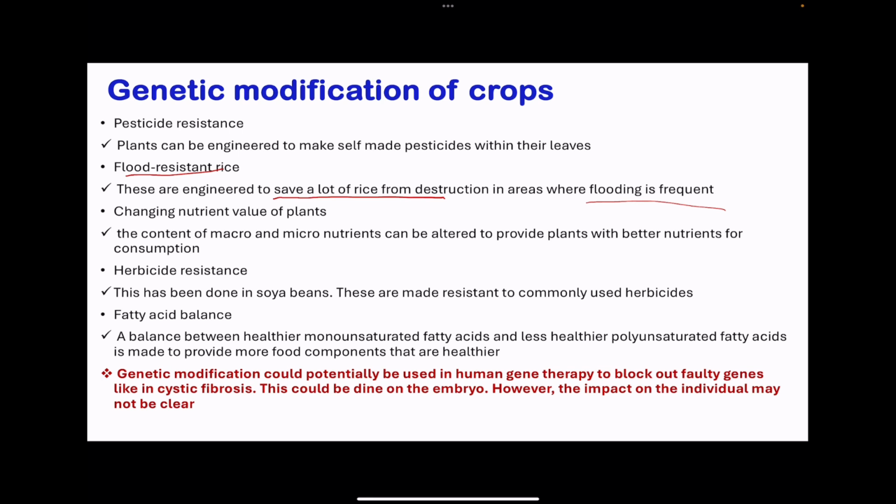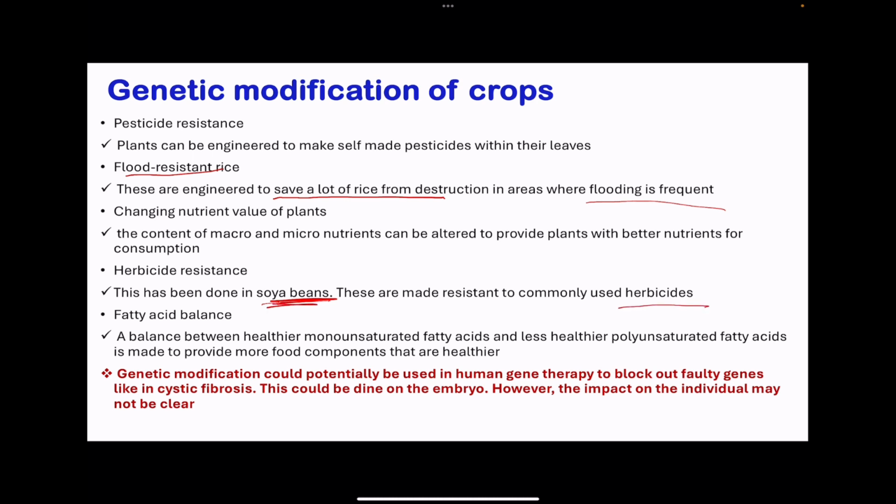Genetic modification can enable us to change the nutrient value of plants. Here the content of the macro as well as the micronutrients can be altered to provide nutrients that are suitable for consumption. We can also produce herbicide-resistant plants. This is usually done in soybeans to produce plants that are resistant to commonly used herbicides, so that basically when the herbicides are sprayed, the soybeans are not going to be destroyed.